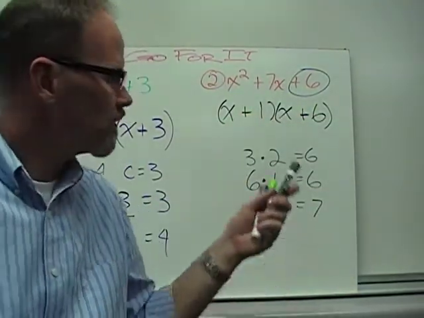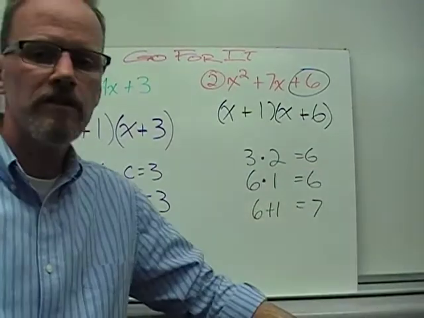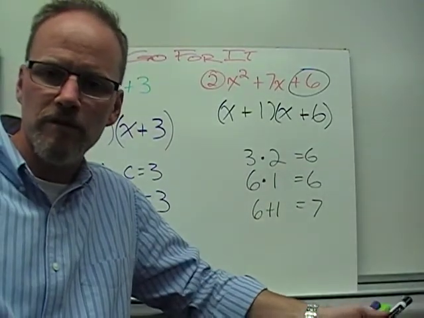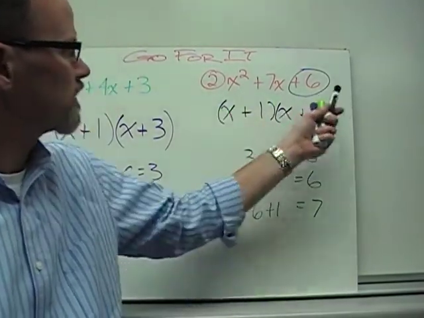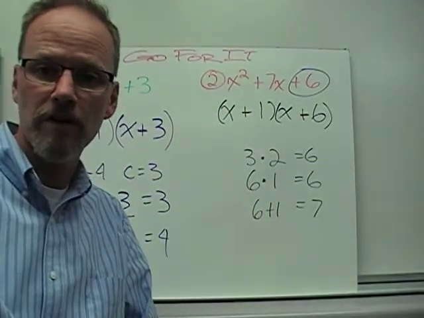Why do I know that works? I know if I go ahead and do the distributive property like we've been doing for binomials, I'm going to end up with the same trinomial that we started with.